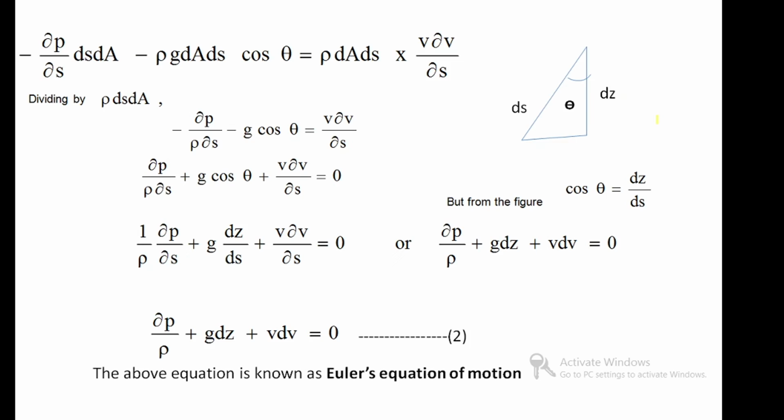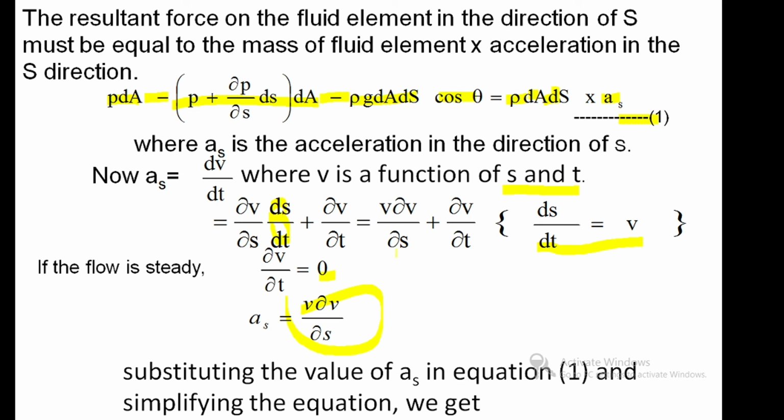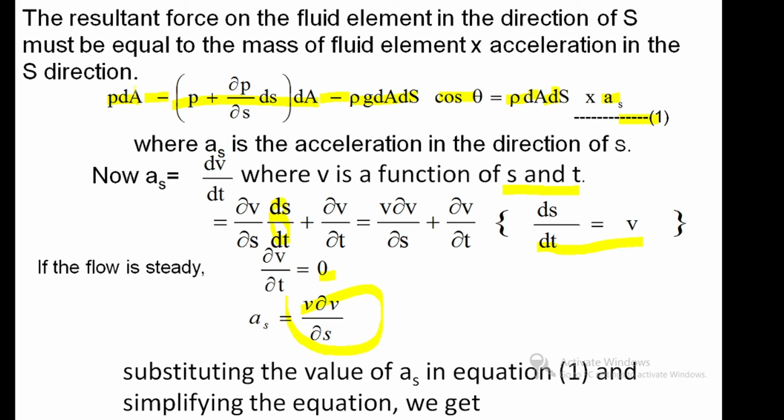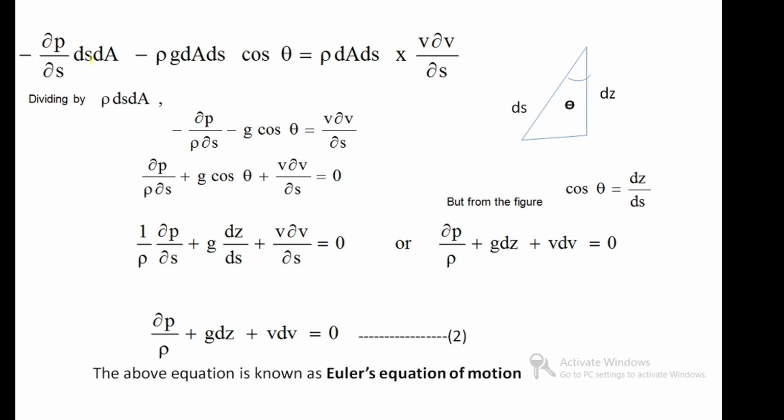Next, here you multiply with this term dA inside. The P into dA and minus P into dA cancel, and the remaining terms are minus dou P by dou s ds into dA minus rho g dA ds cos theta equal to rho dA ds times a_s, substituting a_s as v into dou v by dou s. Dividing both sides by rho ds dA, we get dou P by rho into dou s plus g into cos theta plus v into dou v by dou s equal to 0.